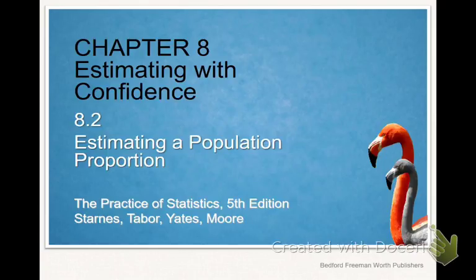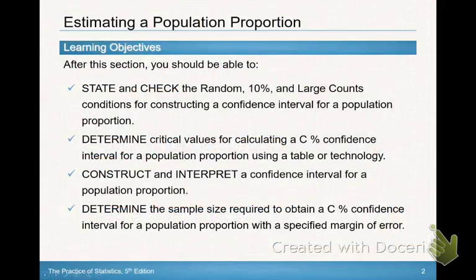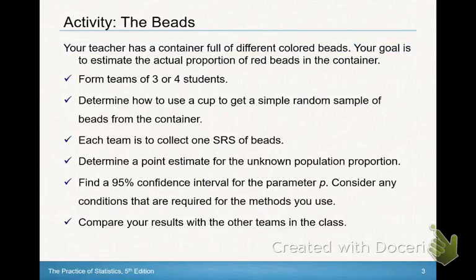Okay, in section 8.2, we're going to be talking about estimating a population proportion. So p and p hat. The activity at the beginning of chapter 8 basically says that if I had a container full of different colored beads, and our goal is to estimate the proportion of red beads in the container, we could go through all of this, but we're going to look at the example they have in the book. So picture a big bin with a bunch of different colored beads, and what we're looking for is the actual proportion of red beads in the container.